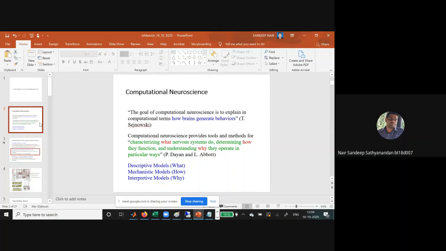The what models are descriptive models. They address what the nervous system does. The how models are mechanistic models, and they tell us how they function. And the why models are interpretative models, so they answer the question why they operate in a particular way.